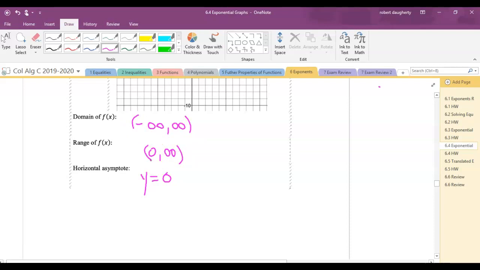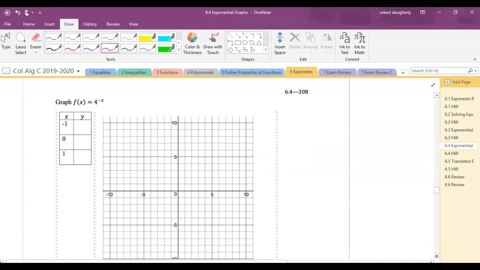Okay? Then if I look at this one, this one's a little bit different, 4 to the -x, okay? We'll talk a little bit about this tomorrow, but this reflects it about the y-axis. But my key is, take that -x. If -x is equal to 0, what is x equal to? If -x is 0, x has to be 0. The negative of what number gives you 0? 0, okay. So x is 0, so I pick the number on either side.